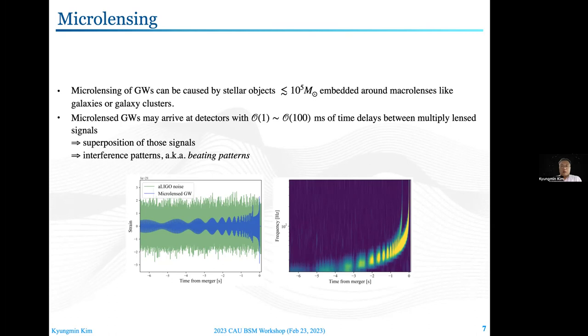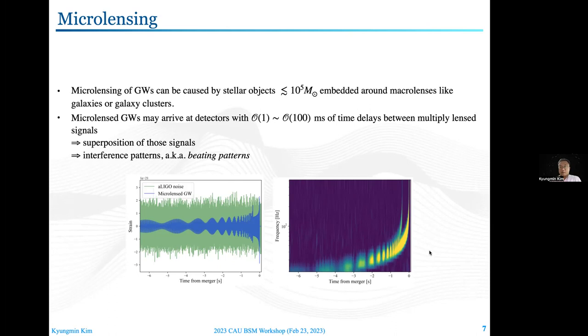That amount of time delay makes the superposition of those signals, and it results in an interference pattern, also known as the beating pattern, as shown in this left figure. And when we convert this time series data to the time-frequency two dimensional image plane, we can see this typical pattern of the microlensed signal. So if we regard the two lensed images as a microlensing system, then because of the time delay, there are two peaks at the merger of the gravitational signal, and we can see beating patterns or nodes in the inspiral phase.